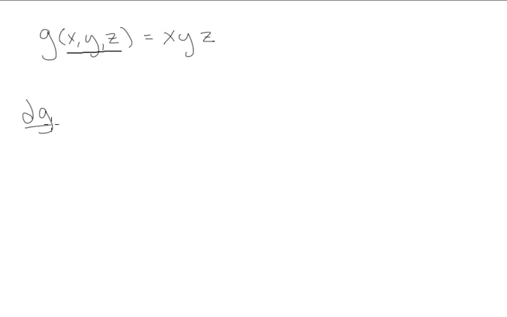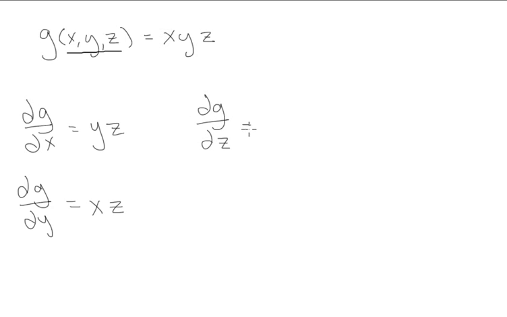So if I take dg dx, I'm taking the derivative with respect to x and leaving my y's and z's as constants. So the derivative of x is 1 times y times z, because y and z are just constants. My derivative with respect to y, the derivative of y is 1. I'm treating x and z as constants, so I have just x times z. I take the derivative with respect to z. You notice the pattern here. The derivative of z is 1, and I'm left with x times y.